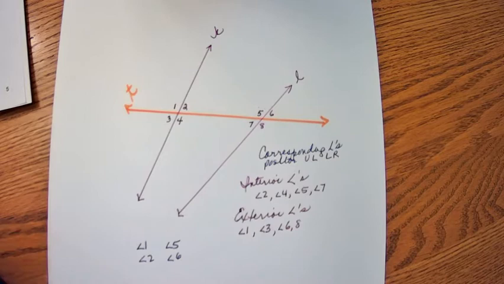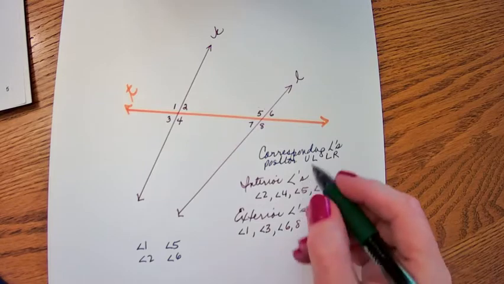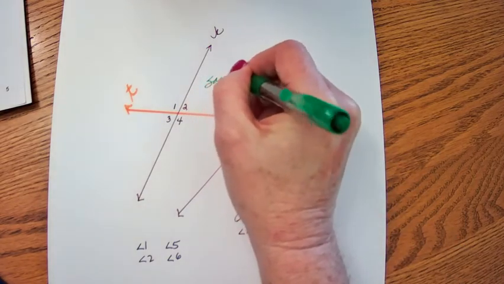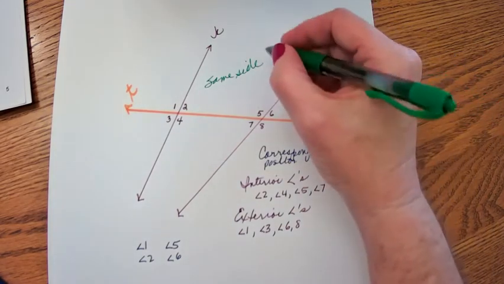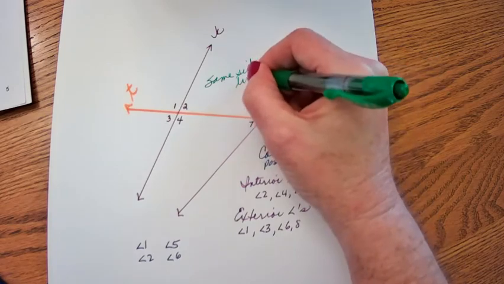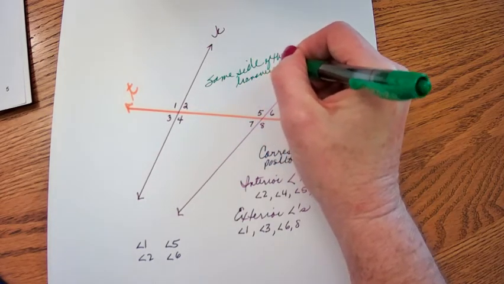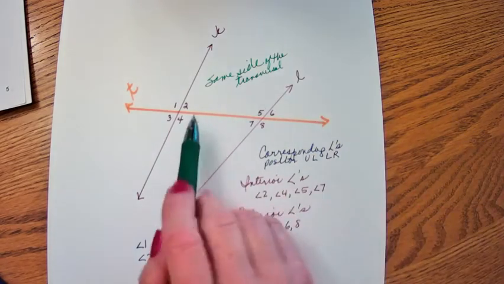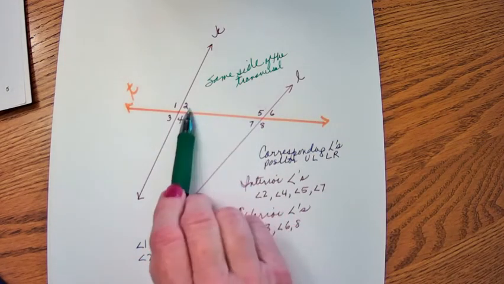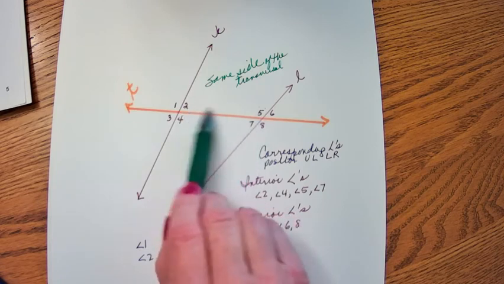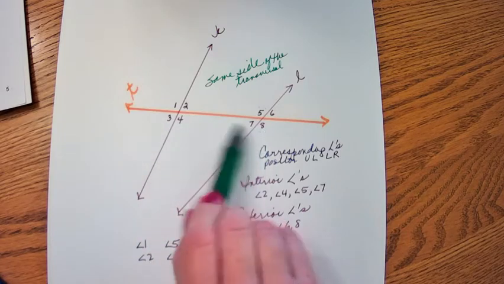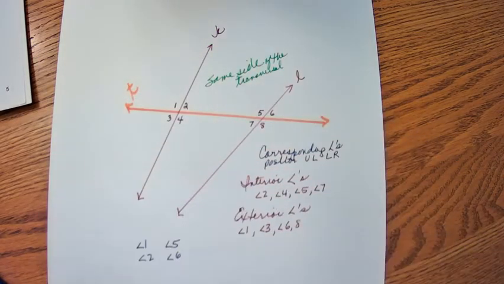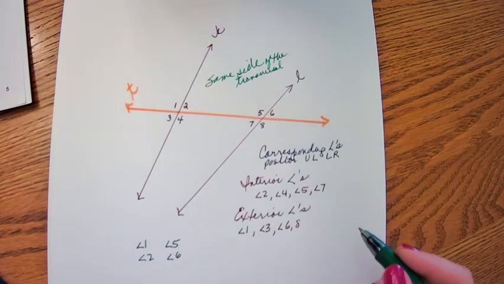Now, the last notation I want to introduce is same side, meaning angles are on the same side of the transversal. That line that goes through the other two lines. So angles 2 and angle 5 are considered same side angles. Angles 3 and angle 8 are same side angles because they're both below the transversal. They're on the same side as the transversal.